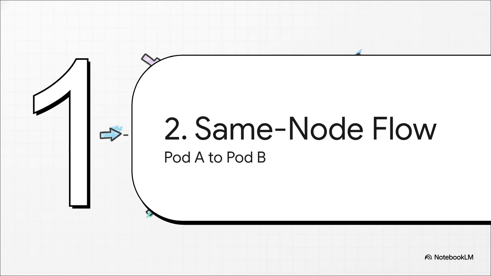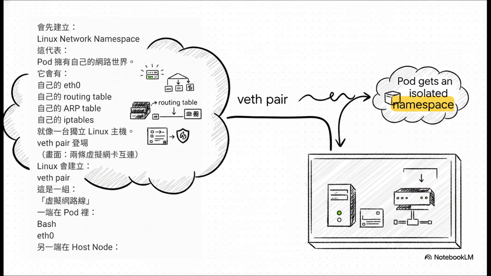With that illusion shattered, let's look at the simplest scenario first. We're going to follow our packet as it travels between two pods living on the exact same physical node. So when Kubernetes creates a pod, the container runtime builds a Linux network namespace, which means the pod gets its own completely independent network world, right? Complete with its own ETH0, routing table, ARP table, the whole shebang.